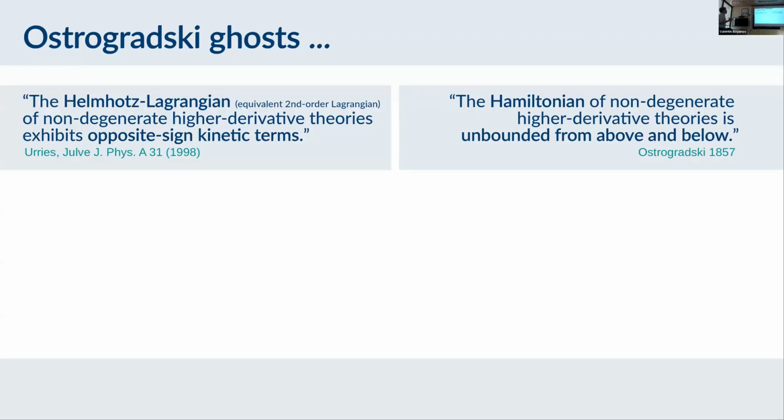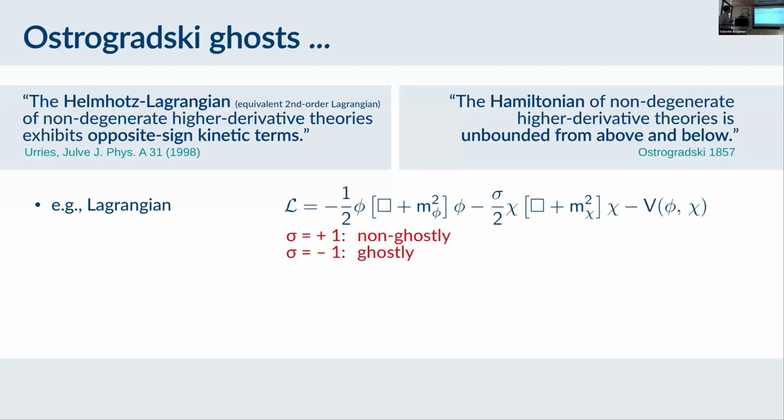But equivalently, you can recast the original Lagrangian into a second order Lagrangian, which is sometimes referred to as the Helmholtz Lagrangian, which is a Lagrangian for more fields than your original Lagrangian, but all of the fields are second order. That is always possible. And then the equivalent statement of the Hamiltonian being unbounded from above and below is that the fields come with opposite sign kinetic terms. And so I'll understand that as a ghost.